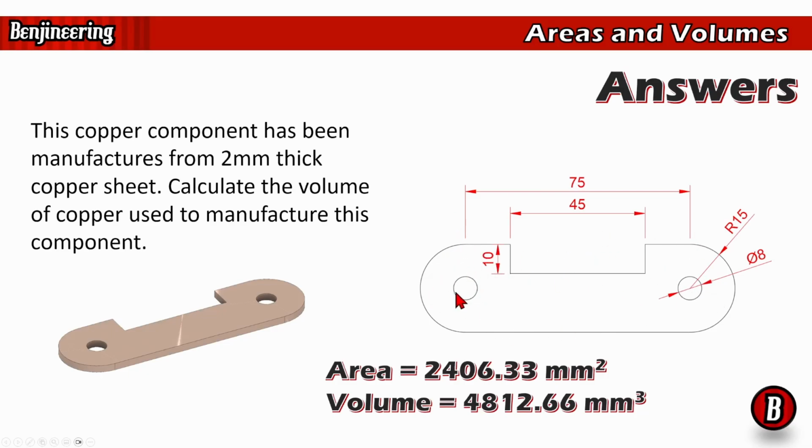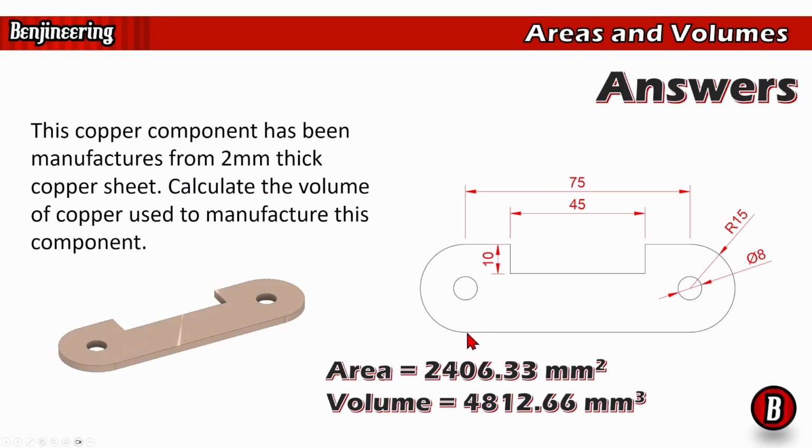Now I want to start taking off the bits that are being cut out. So 45 multiplied by 10 will give me the area of this cutout, and I'll take that away. And then I need to do pi r squared twice because there's two circles here. So the diameter is 8, which tells me the radius is 4. So I'll do pi multiplied by 4 squared to work out this circle, and then times that by 2 to get the area of this circle as well, and take that away to get, hopefully, the final area like this.